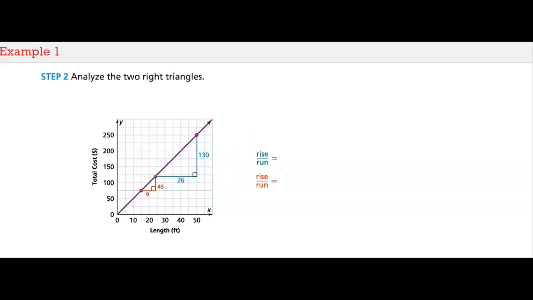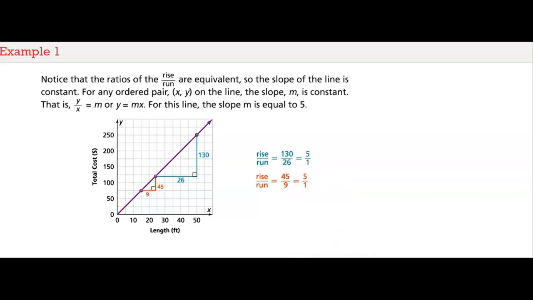Next, analyze the two right triangles by finding the ratios of rise to run for each triangle. We'll start with the large triangle. The rise to run ratio is 130 to 26, which reduces to 5 to 1. The rise to run ratio for the small triangle is 45 to 9, which also reduces to 5 to 1.